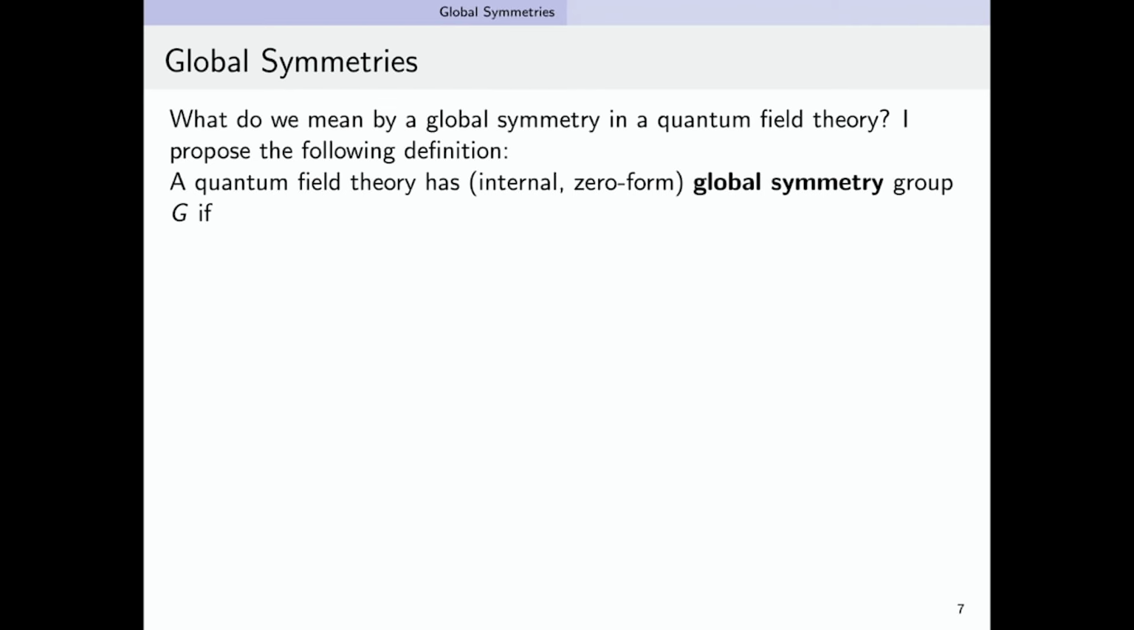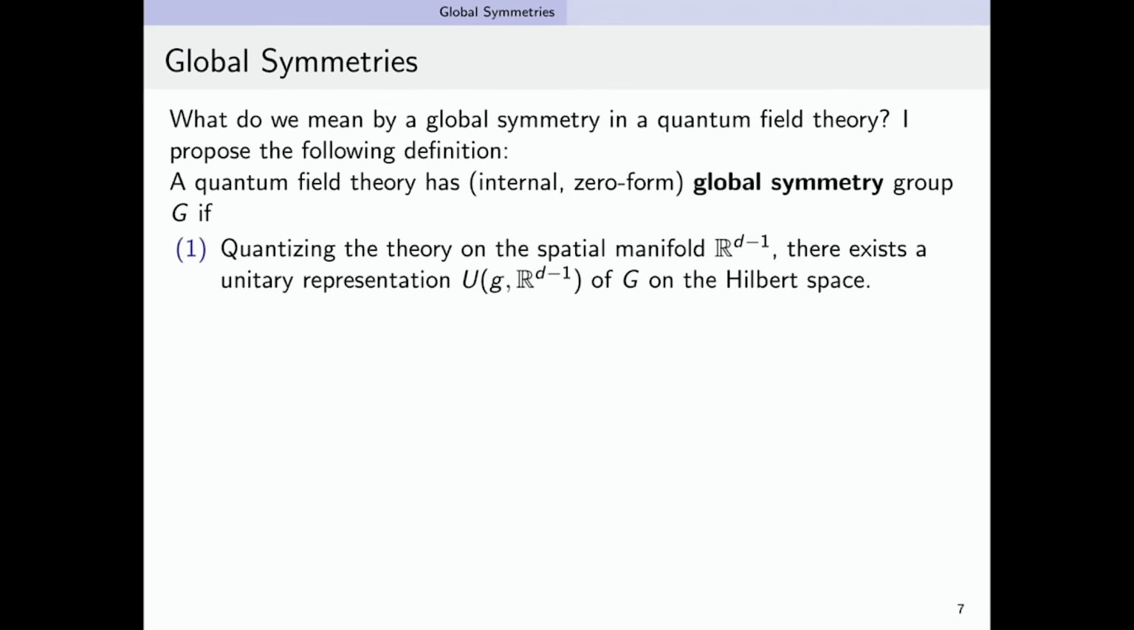You can generalize everything I say, but let's keep it simple. Okay, so I say it has a global symmetry group G if the following four things are true. When you quantize in Minkowski space, so the spatial manifold is R^(D-1), there's a unitary representation of G on the Hilbert space. Hopefully we're all okay with this one.